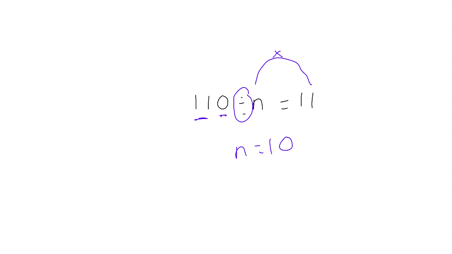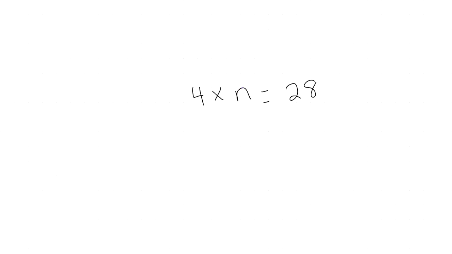Let's look at this one right here. I have a few left. All right, so we're looking at this. 4 times n is equal to 28, which is the same as, keep in mind, 28 divided by 4. It doesn't have to be 28 divided by n equals 4, even though that works too, but we can move these numbers around using the commutative property. 28 divided by 4 equals 7. So I now know that n equals 7.